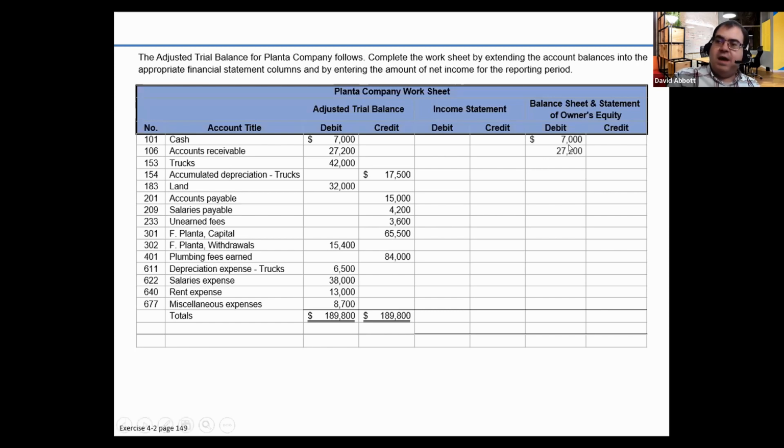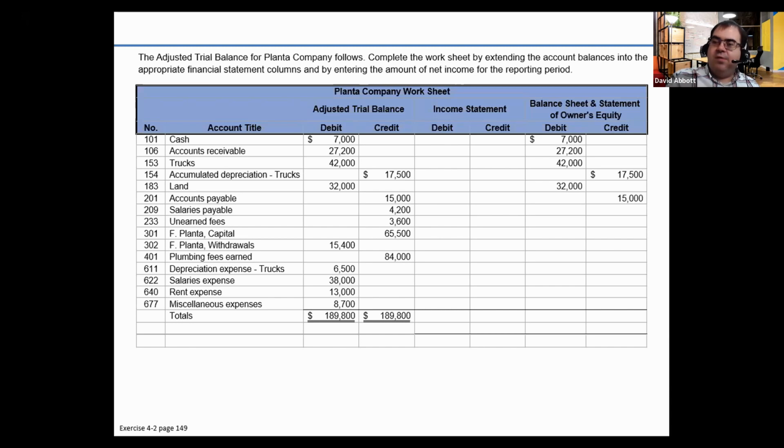We see likewise that accounts receivable is an asset, and an asset is recorded on the balance sheet and normally has a debit balance, so we can do that. Trucks, same thing, that's an asset, so we can bring that over as a debit on the balance sheet. The accumulated depreciation of trucks is 17.5. Again, that affects the asset, but it's decreasing the asset. Because it's decreasing the asset, it would be a credit on the balance sheet. And then land would be a debit on the balance sheet because it's an asset.